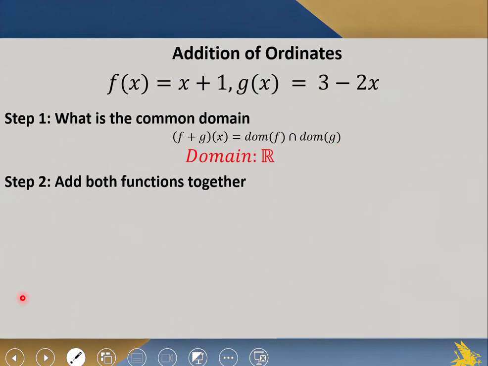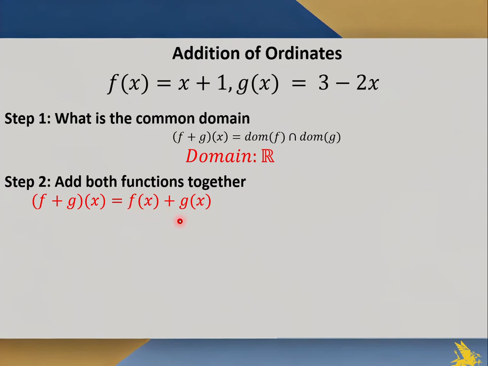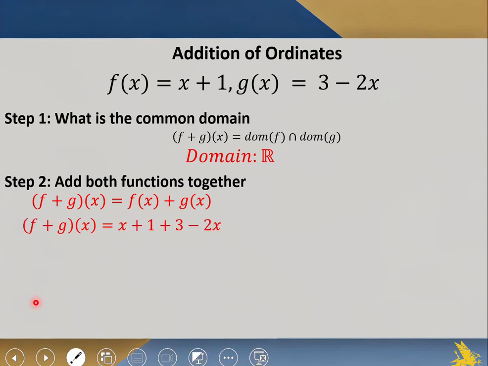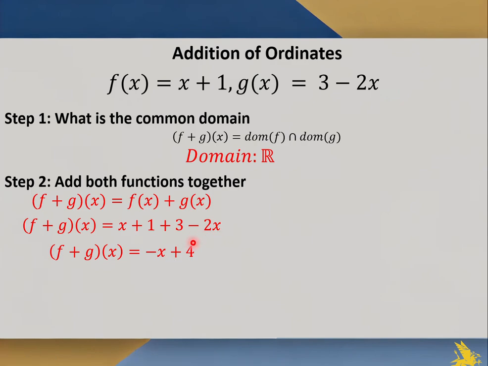Sometimes it helps if we graph it to be able to visualize it. Here, we know they're both linear, so we know the domain is all real numbers. Then all we're going to be doing is adding functions together. So I'm adding f of x plus g of x. This means I'm going x plus 1, and adding it to 3 minus 2x, and simplifying. So it's x, take away 2x is negative x, and 1 plus 3 is 4, so I've got negative x plus 4 for my graph.